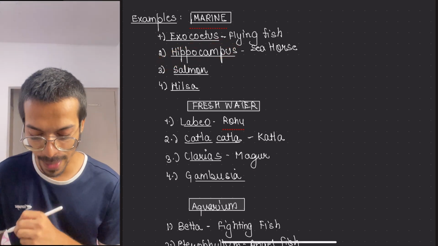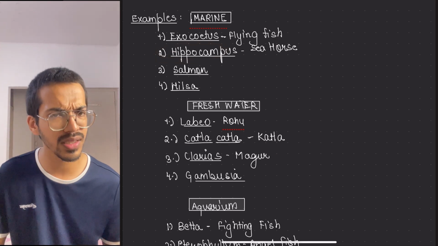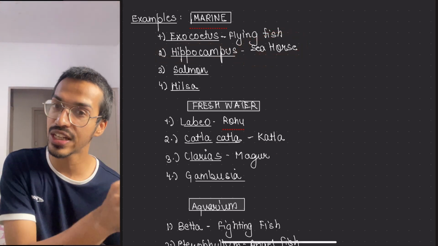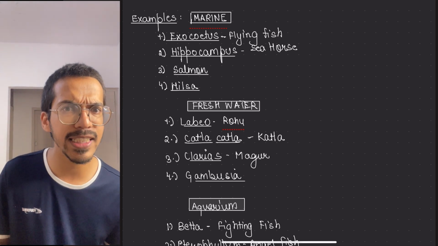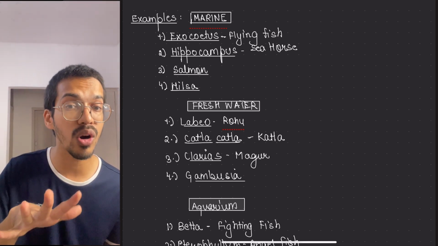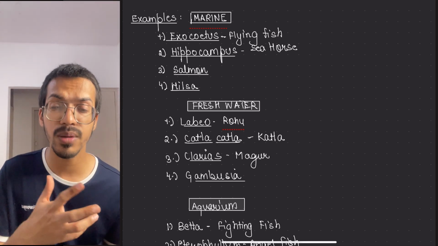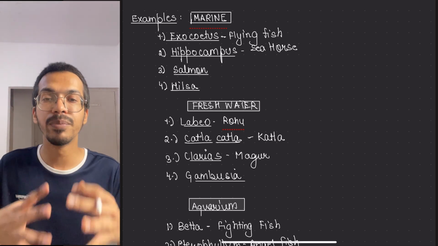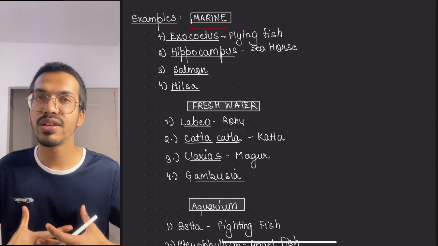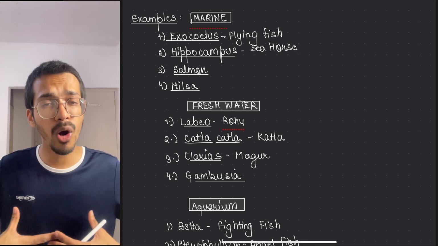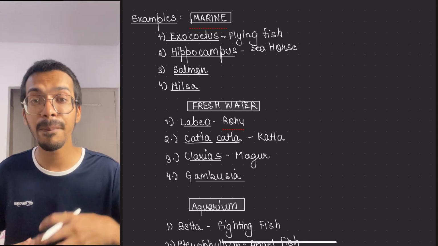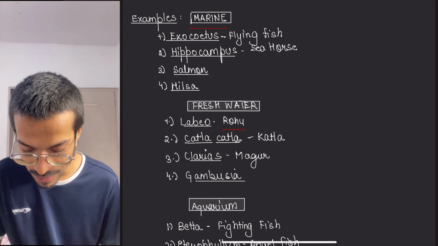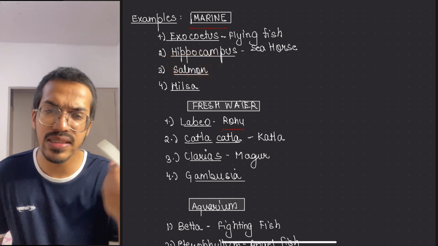Okay, then Hippocampus. Hippocampus is the seahorse. Here the male has the brood pouch. So here in the male we see sexual dimorphism. Normally we are not seeing sexual dimorphism, but in the seahorse case we can see it because it has a brood pouch. Brood is what? Breeding pouch. Okay, breeding pouch is like, you know, everyone knows Doraemon. So it's like a pocket of Doraemon, containing the babies which will grow over there. Female just lays the eggs. Okay, then salmon is there, which is for eating. Then hilsa is also for eating.